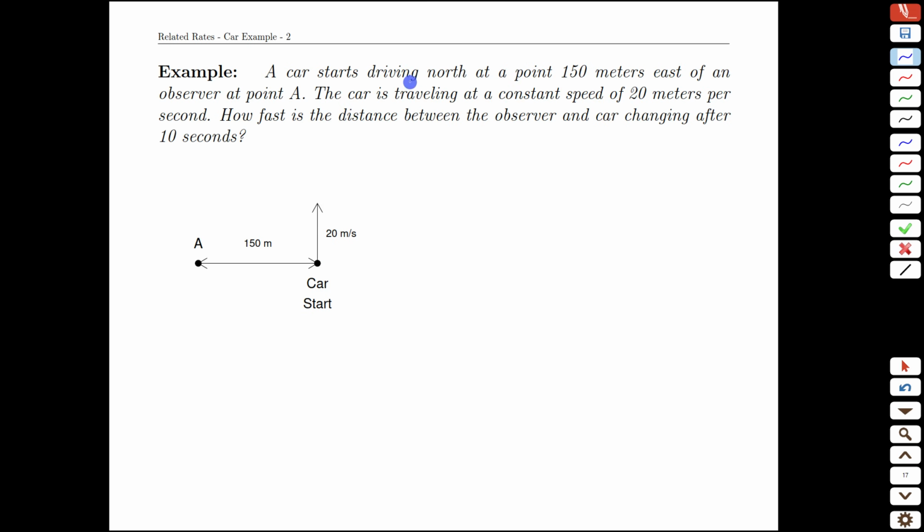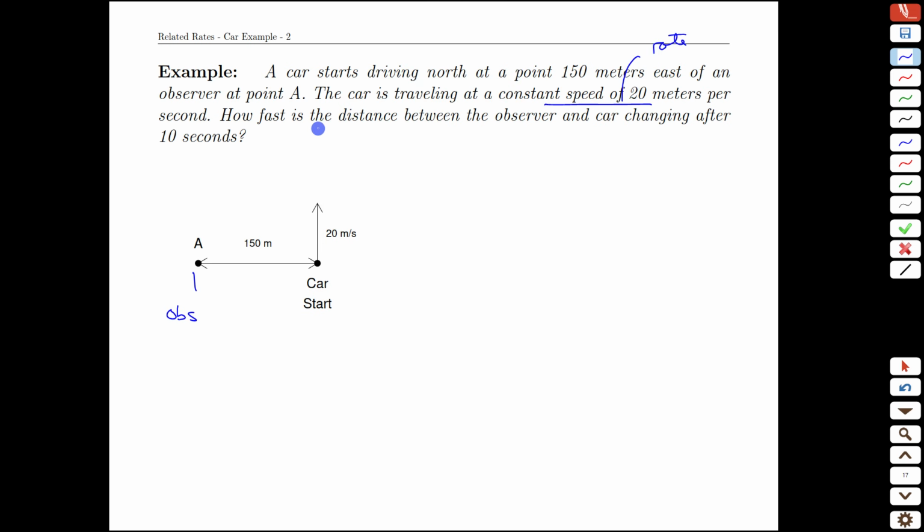We have a car that starts driving north, so the car is starting here and it's going to move north on the map. It starts at a point 150 meters east of an observer. So we have an observer at this point here, and they start 150 meters apart. The car is going to be traveling north at a constant speed of 20 meters per second. So that's our rate, number one.